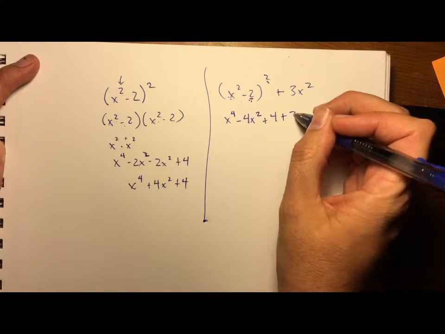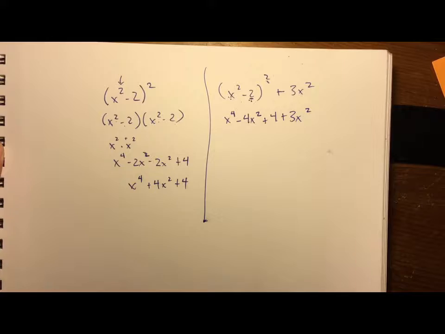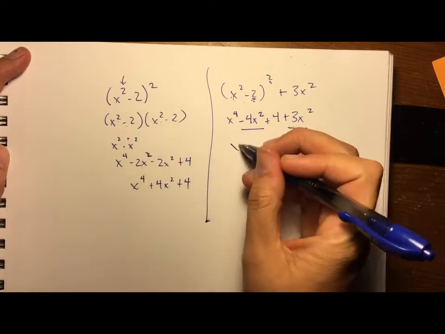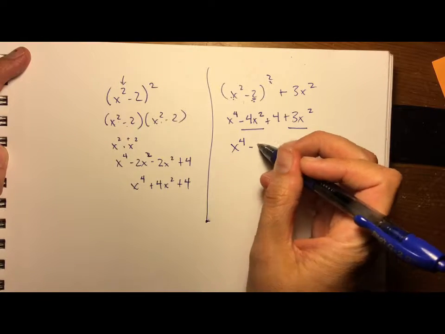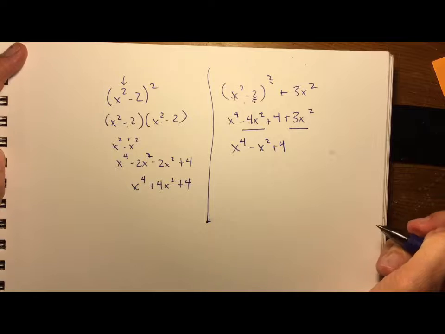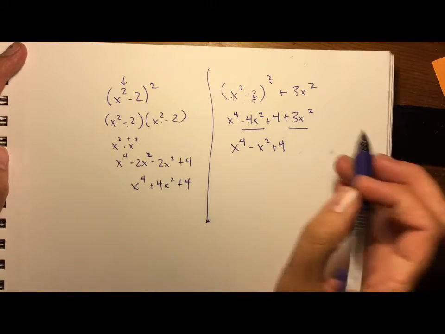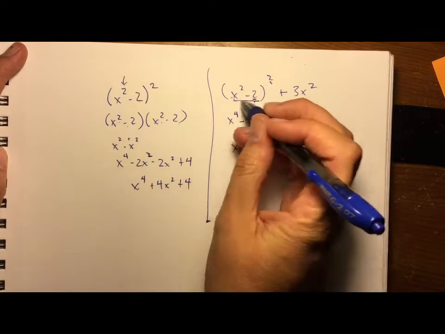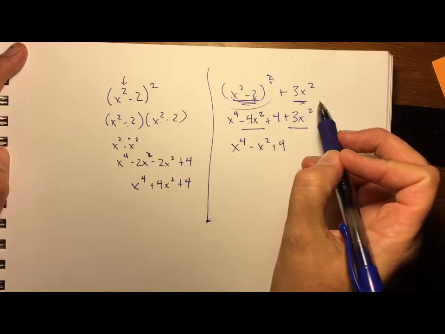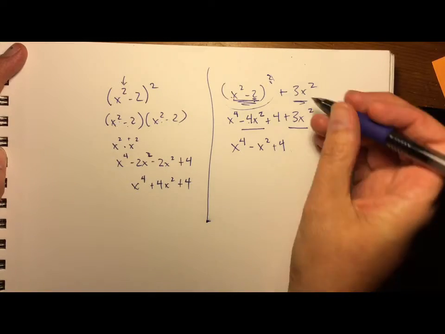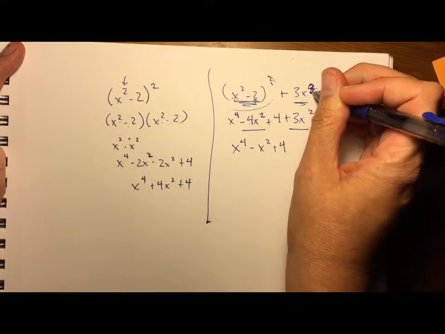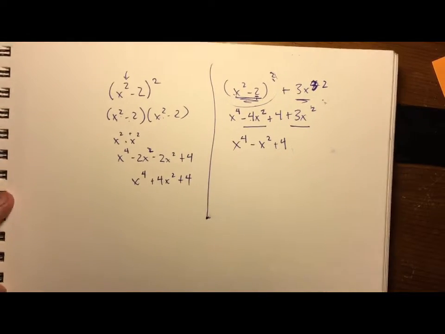Then we have to remember we still have the plus 3x squared at the end. Now we add our like terms, and we end up with x to the 4th minus x squared, because negative 4 plus 3 is negative 1, plus 4, and you're done. They try to trip you up sometimes by having part of it squared and part of it outside. Just do the FOILing first and then add the last term, if it can add. If this was x to the 3rd, it wouldn't be able to add, but it was x squared.